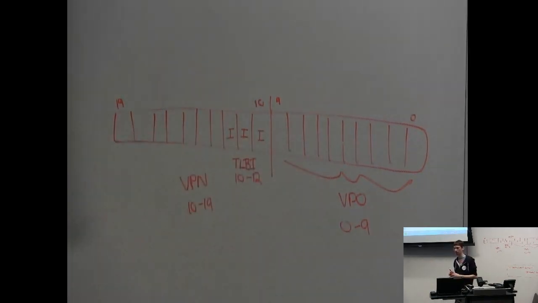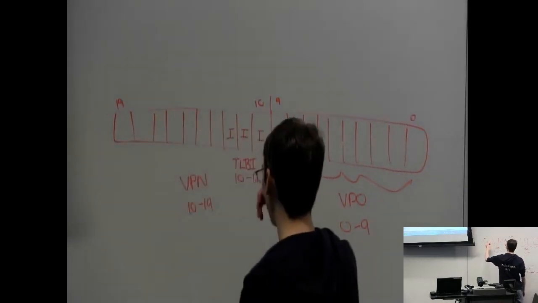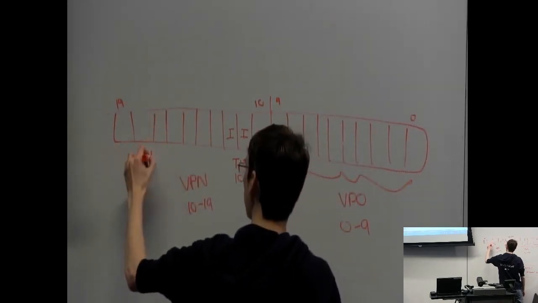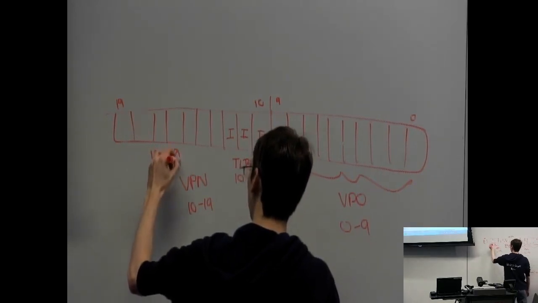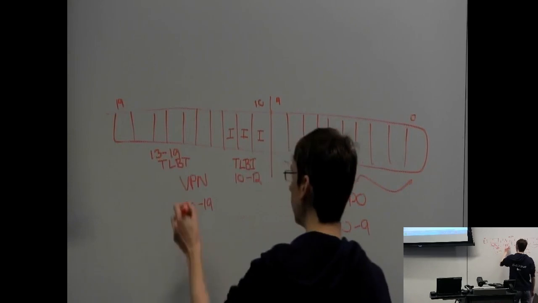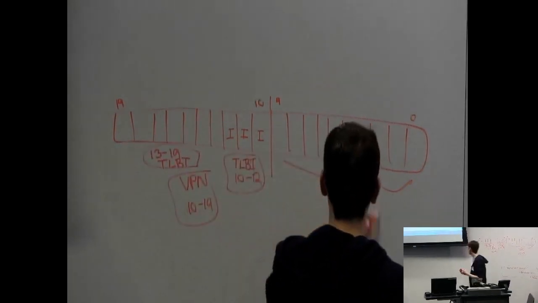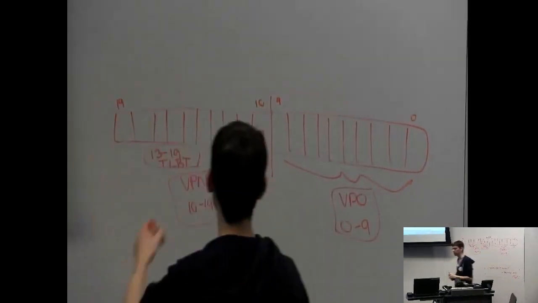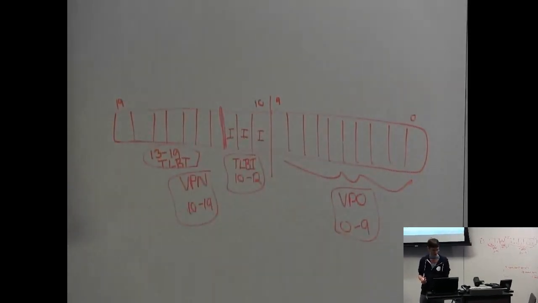Then what does that leave for the tag? It just leaves everything else, right? The tag is whatever is not used by the index. So these bits, 13 through 19, are the TLB tag bits. So these are our different pieces. Does everyone see where we got those numbers from? There's another split right here. Okay, so that's part one.